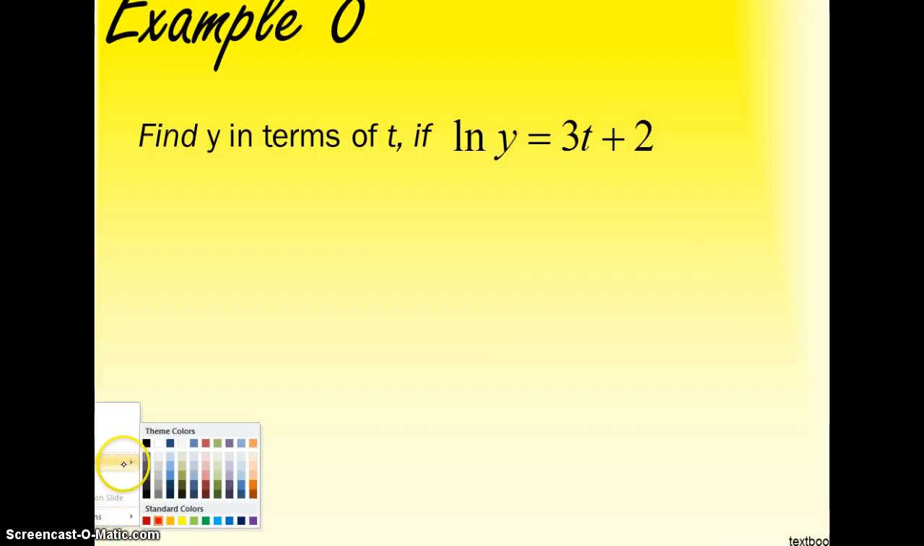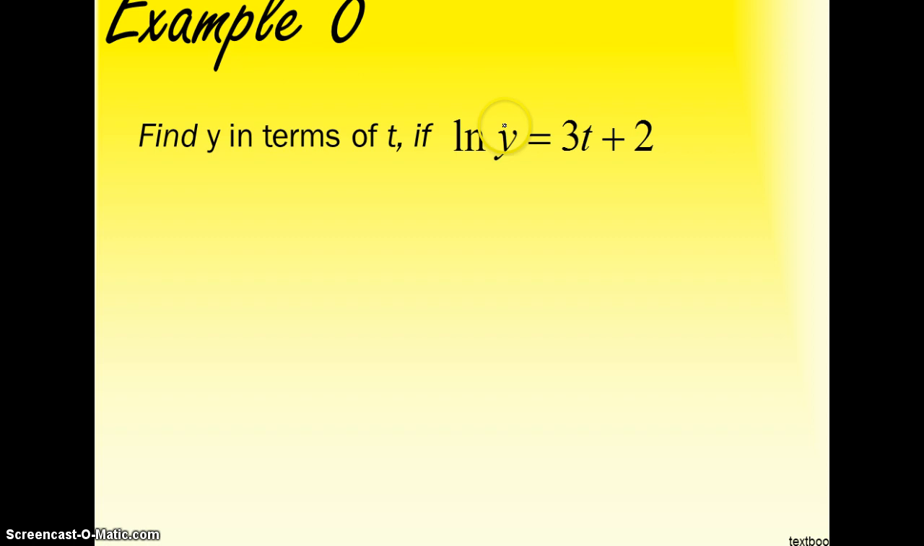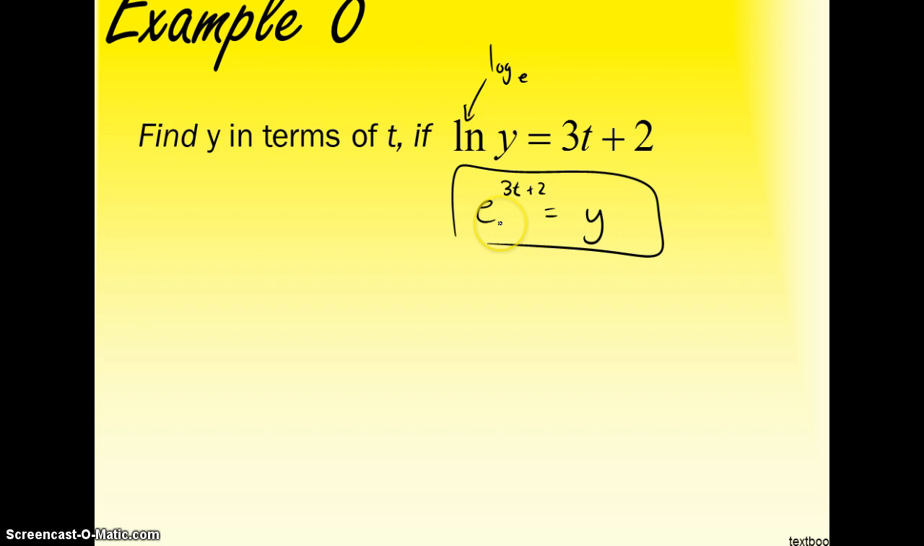Alright, so let's try and use this bad boy. If you've got a natural log problem and you want to get the y out of the natural log, essentially you just want to use your log skills to rewrite this. Remember that this ln is essentially log base e. So my rules are I take the base to the far side equals the near side. And that's my statement. I now have y in terms of t.